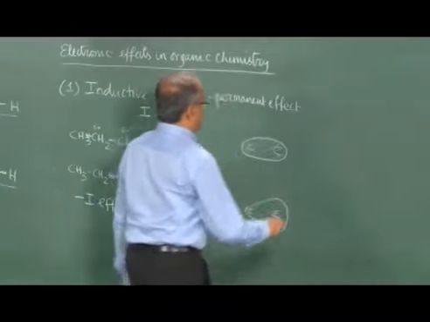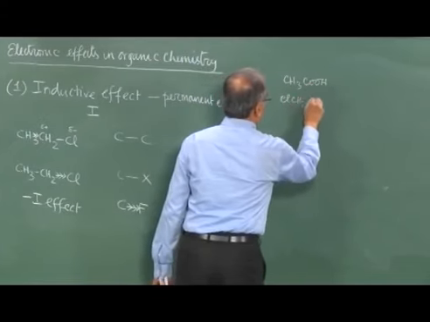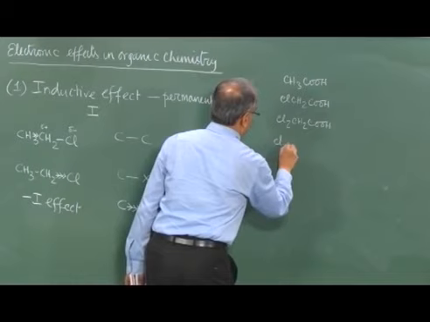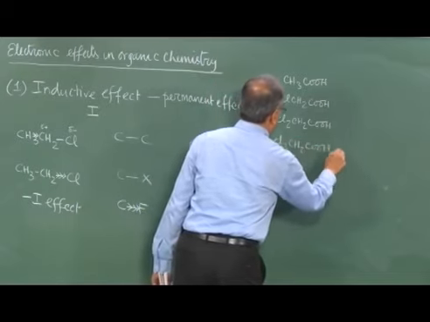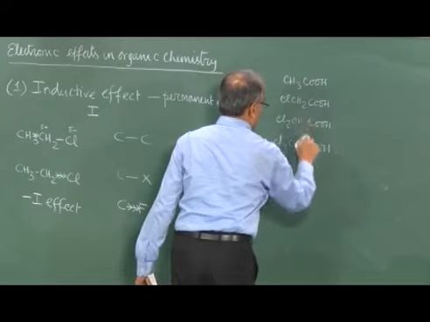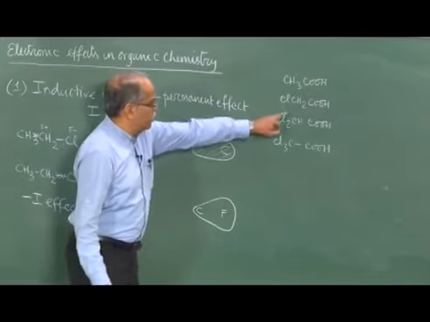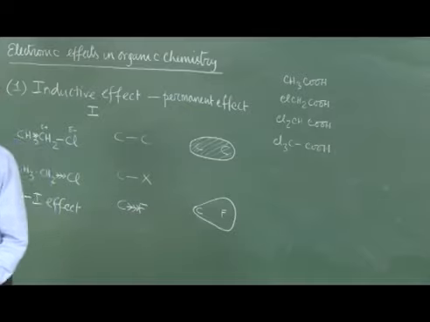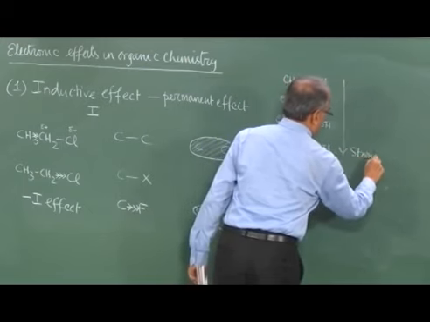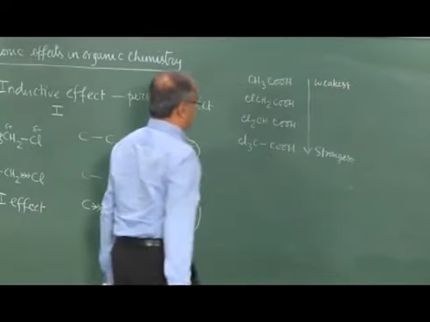So, one can compare the acidity of the acids: chloroacetic acid, dichloroacetic acid, trichloroacetic acid, Cl2CHCOOH, ClCH2COOH. As you put more and more electronegative chlorine on this particular carbon, because of the inductive effect of the chlorine, the acidity goes up in this particular direction. This will be the strongest acid in the series, compared to this, which will be the weakest acid in this particular series.